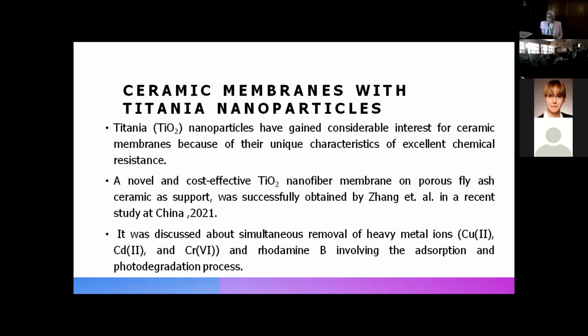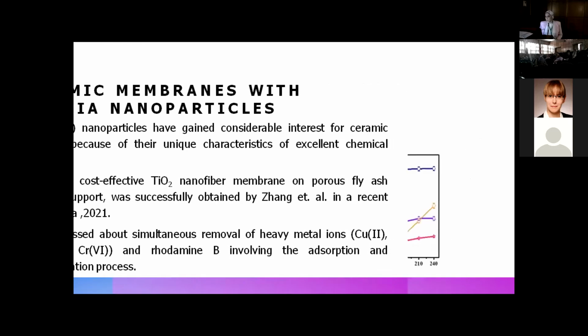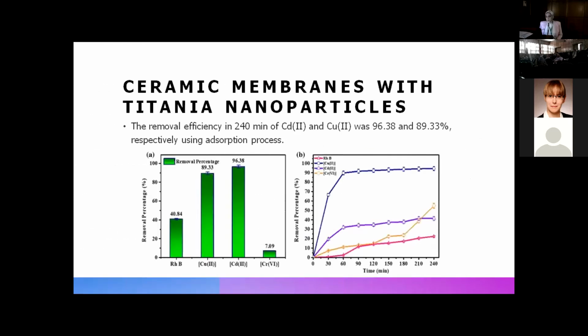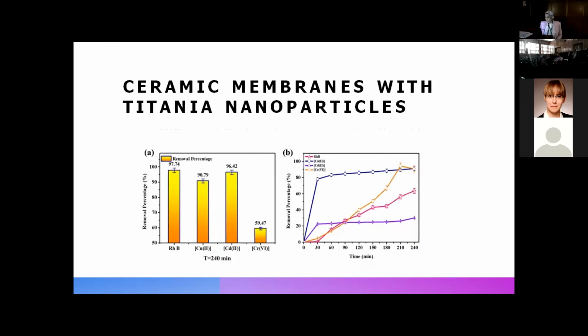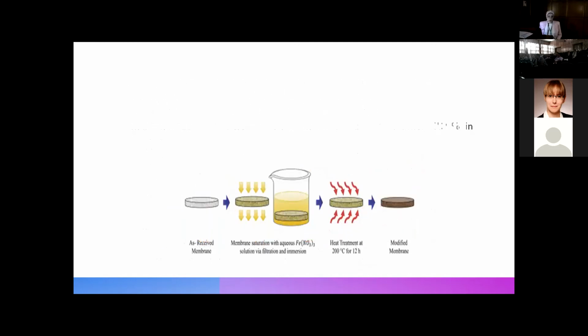The study was to remove heavy metals along with vitamin B using adsorption and photodegradation processes, and this is a very interesting study. Due to the high removal efficiency, as we can see here, after 240 minutes, cadmium and copper, for example, have a removal efficiency of 96 and 89%. Also the removal efficiency of chromium using the photodegradation process reached 97%, which is a very high percent.